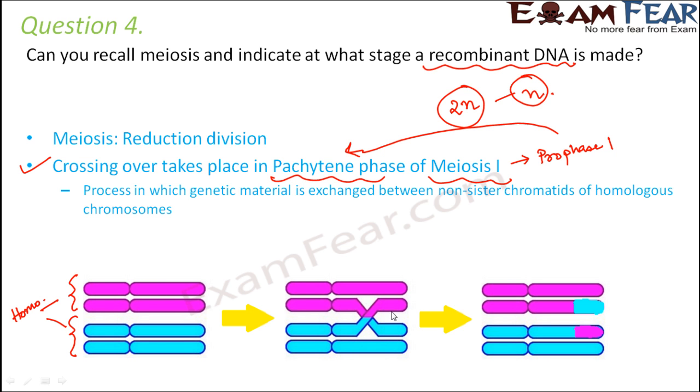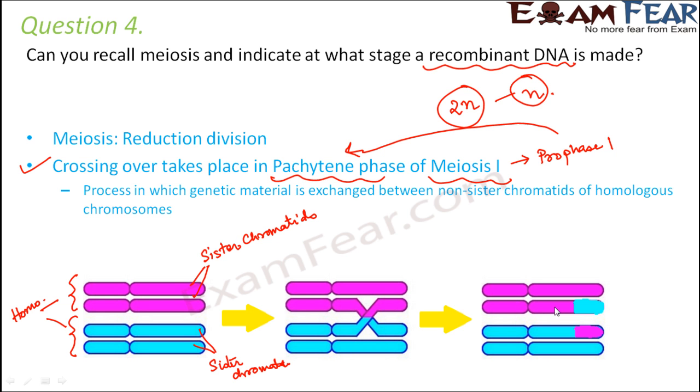Now, these two homologous chromosomes will undergo exchange of genetic material. So, if you see, these two are going to be the sister chromatids. The two pinks are going to be sister chromatids of each other. Similarly, the two blues are going to be the sister chromatids of each other. But during crossing over, the exchange of genetic material takes place between the non-sister chromatids. So, between the pink and the blue, the exchange will take place.